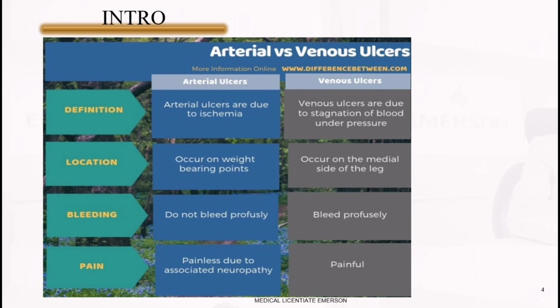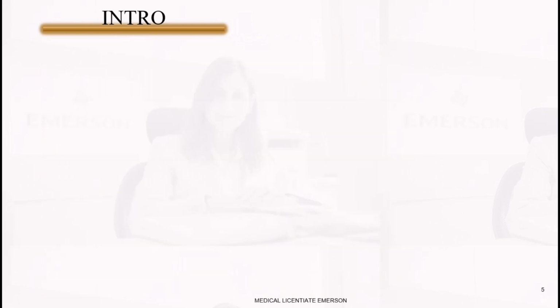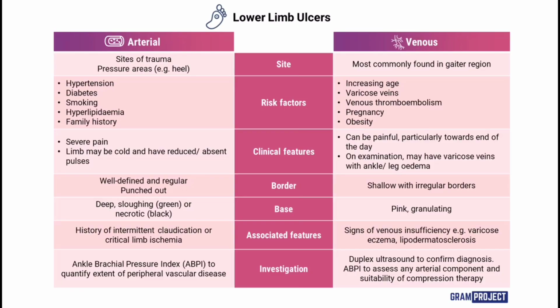And then in terms of bleeding, arterial ulcers do not bleed profusely. Then venous ulcers bleed profusely. Then pain. Arterial ulcers are painless due to associated neuropathy. Then venous ulcers are painful. So at least these are some easy things you can understand. Then there's also this one which had a lot of data, but you can just pause and go through, because I've already exhausted most of the things in the previous one.